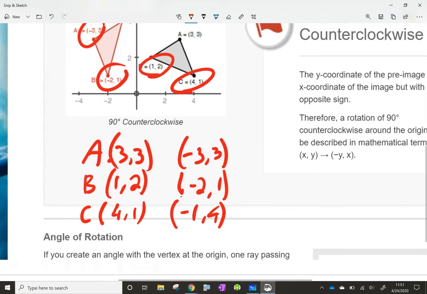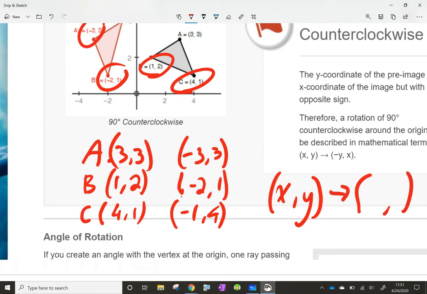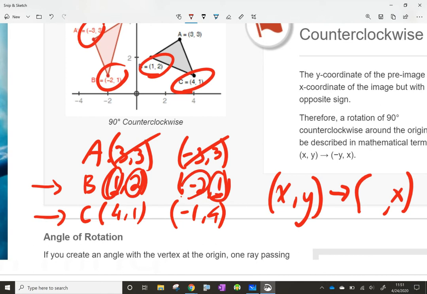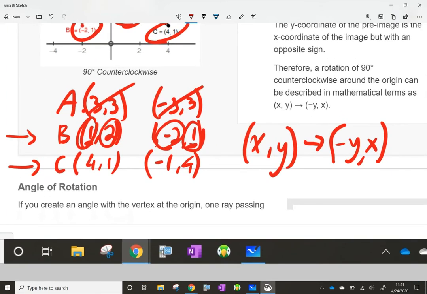So let's see if we can write the rule for this. So the original xy turned into what? Let's look at B and C, since A is kind of complicated because they're both 3s. The x value that was 1 is now the y value. So the original x value is now the y value of the new points. The original y value changes its sign and becomes the x value. So our rule looks to be negative y, x.